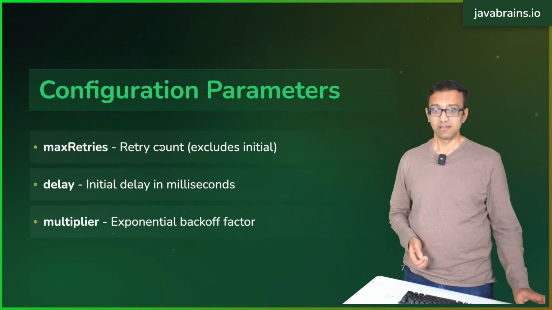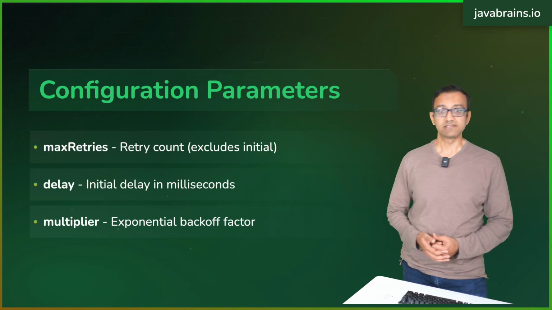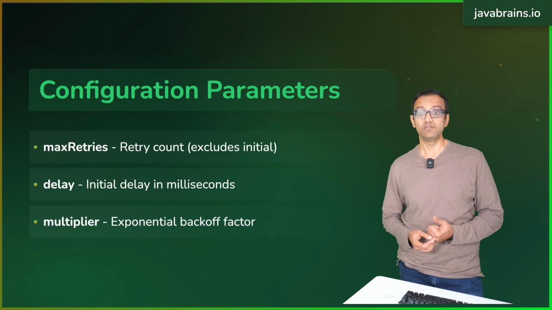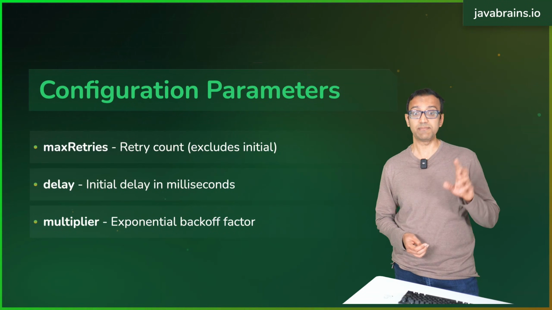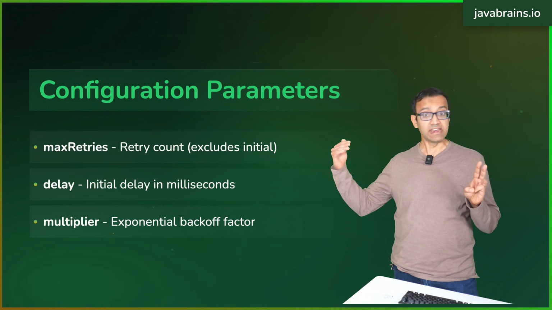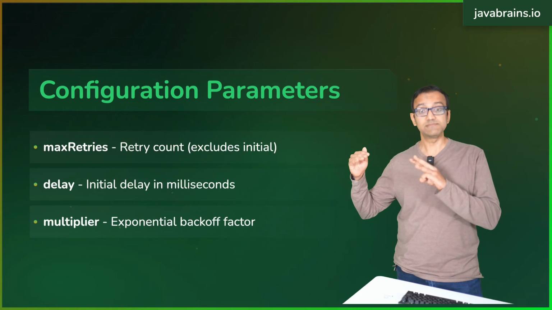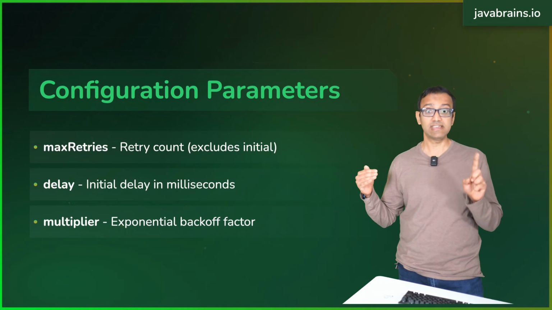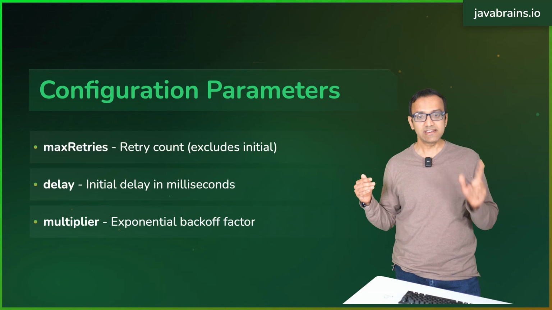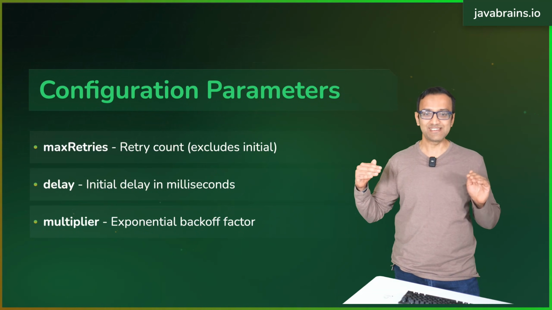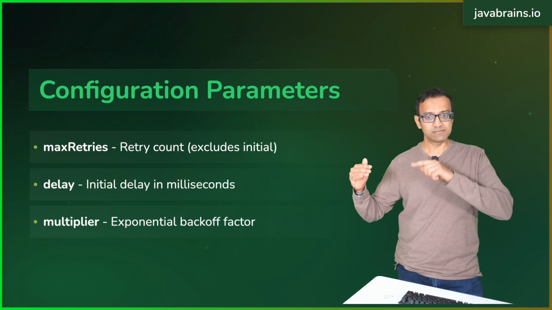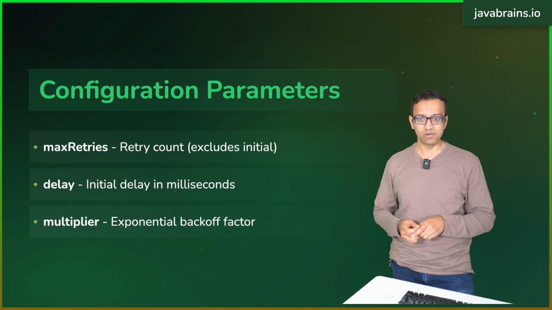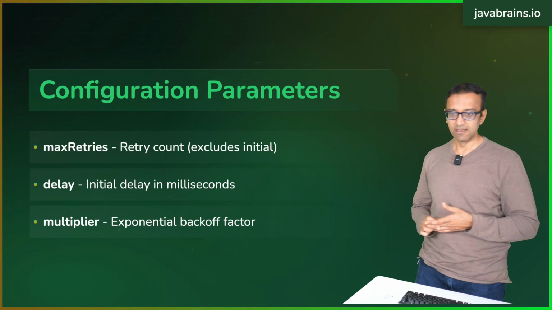First is max retries. This is how many times you want the retry to happen. This excludes the initial call. When you say max retries is 3, the initial one failed, which is fine. It's how many times it's actually retrying. That's the key thing to remember. The first call is not a retry. That's the initial invocation. The second time it's the retry. How many times the retry happens is what you configure here with max retries.